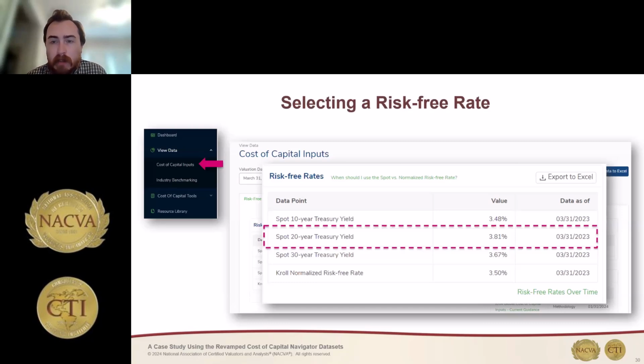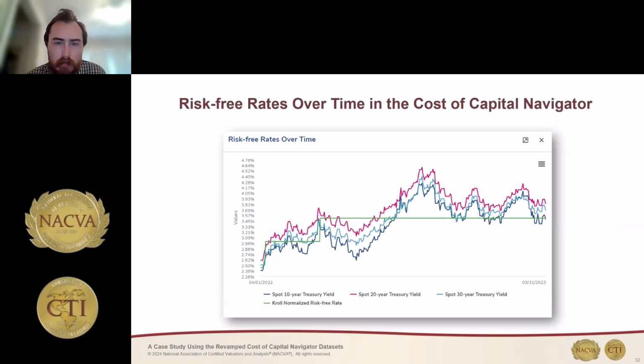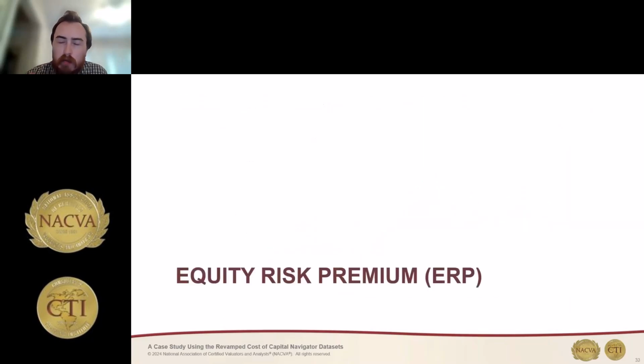And if we advance here, we can see the risk-free rates over time is also available. This is just a nice graph. If I continue, it shows you the spot 10, 20, 30, as well as the normalized over time. And this is as of your valuation date, you can see right on the x-axis there. It's a little bit in the past, but still a useful tool to see how those things have evolved over time. So if we continue, we just talked about our risk-free rate. We selected 3.81, which was the spot 20-year.